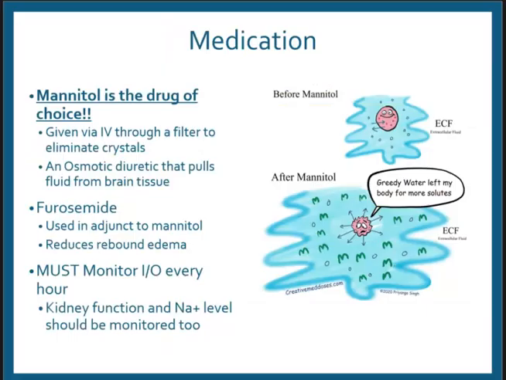Our medication, so our mannitol, this is the drug of choice. It's your hypertonic solution. It's given through a filter to eliminate crystals. It's an osmotic diuretic that pulls fluid from the brain tissue. Now, furosemide can be used in adjunct to help as that fluid gets pulled from the brain tissue, hopefully it goes systemic, and then we can give them furosemide to actually pee it all out. And it helps reduce that rebound edema.